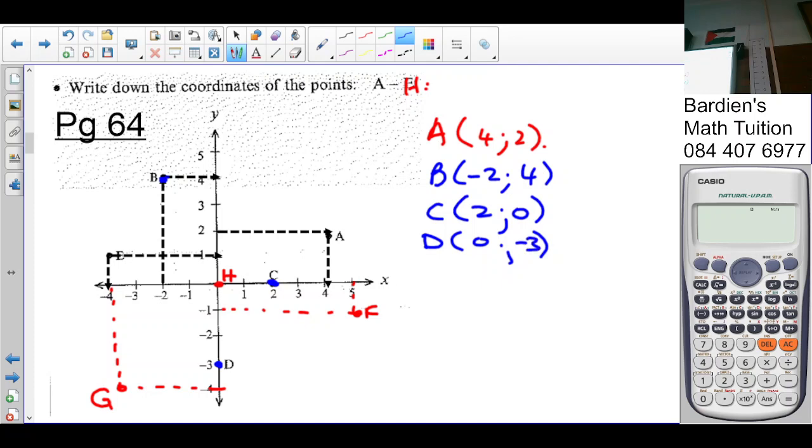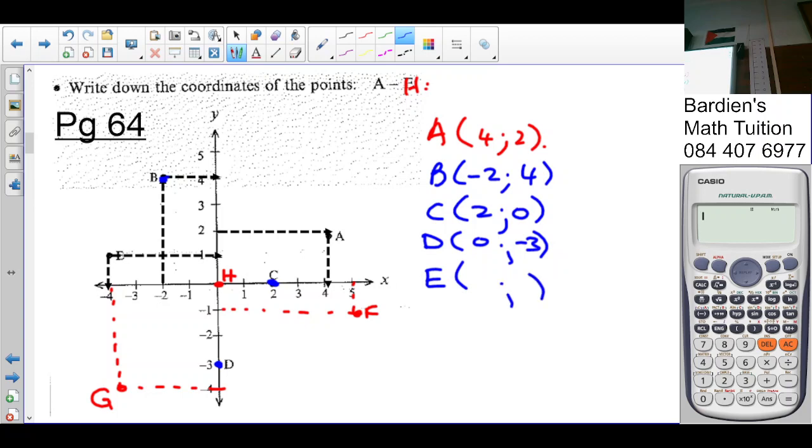So during the exam, do we have to draw the question? If the question says, plot the points on the Cartesian plane, draw it. If the question says, write down the coordinates of A to H, do we draw it? No.